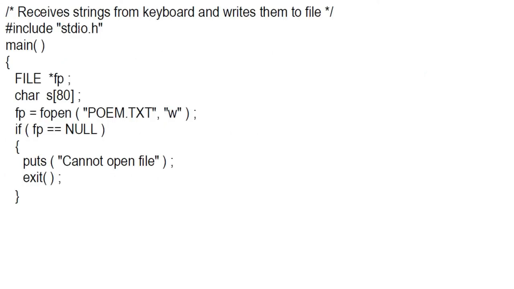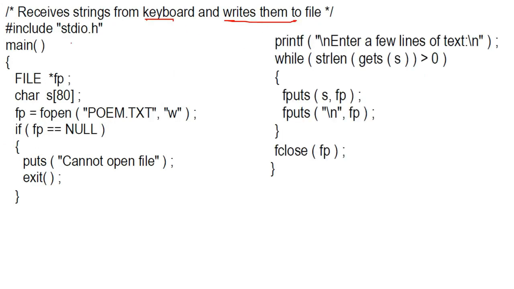This is a program which receives strings from the keyboard and writes them to the file. So this is our stdio.h. We have a file pointer, and we have a character array. Now this is our imaginary file, which we have opened in write mode. If we are not able to open it, we say there is a problem and we come out. Otherwise, if everything goes fine, we say enter a few lines of text.